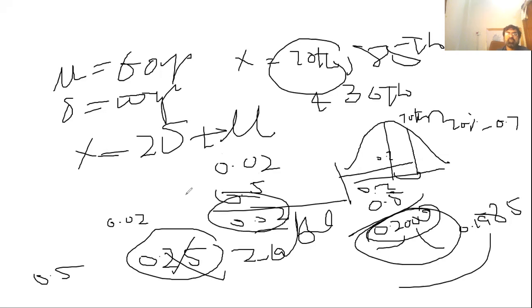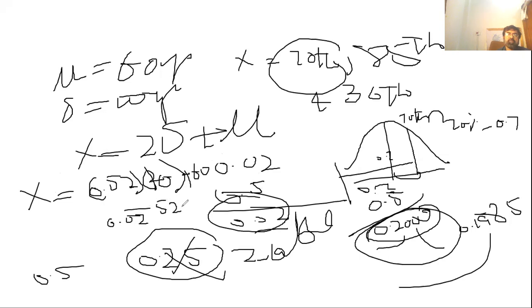Now putting these values in the formula, X is equal to Z sigma plus mu, 0.52 into 10 plus 60. And that will become 5.2 plus 60. So that becomes 65.2 years. So a person who is standing at this 70th percentile and the mean age is 60, this person will carry an age of 65.2 years.